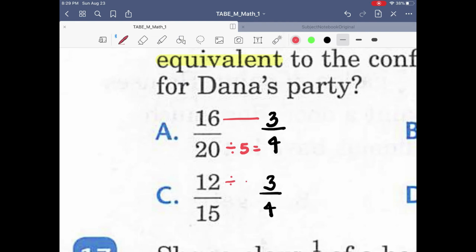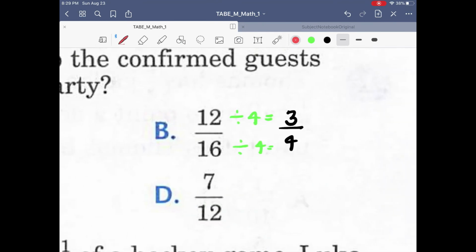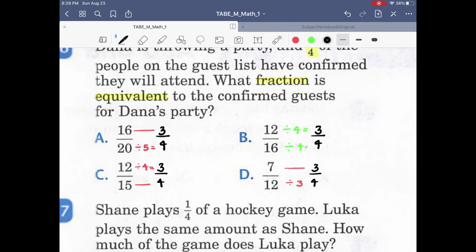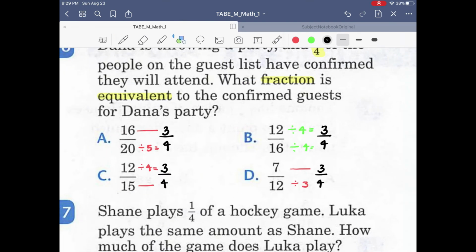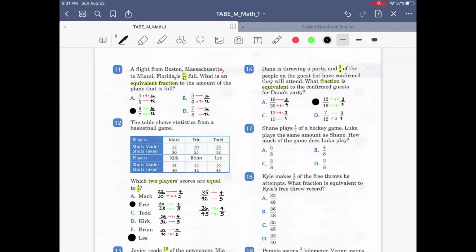This one, 3/4. I can get that top one to work by dividing by 4, but not the bottom one. And then letter D. I'm getting tired, guys. I'm sorry. This one will work by dividing by 3 here, but that won't work here. So my answer is looking like B. I like to think through all.